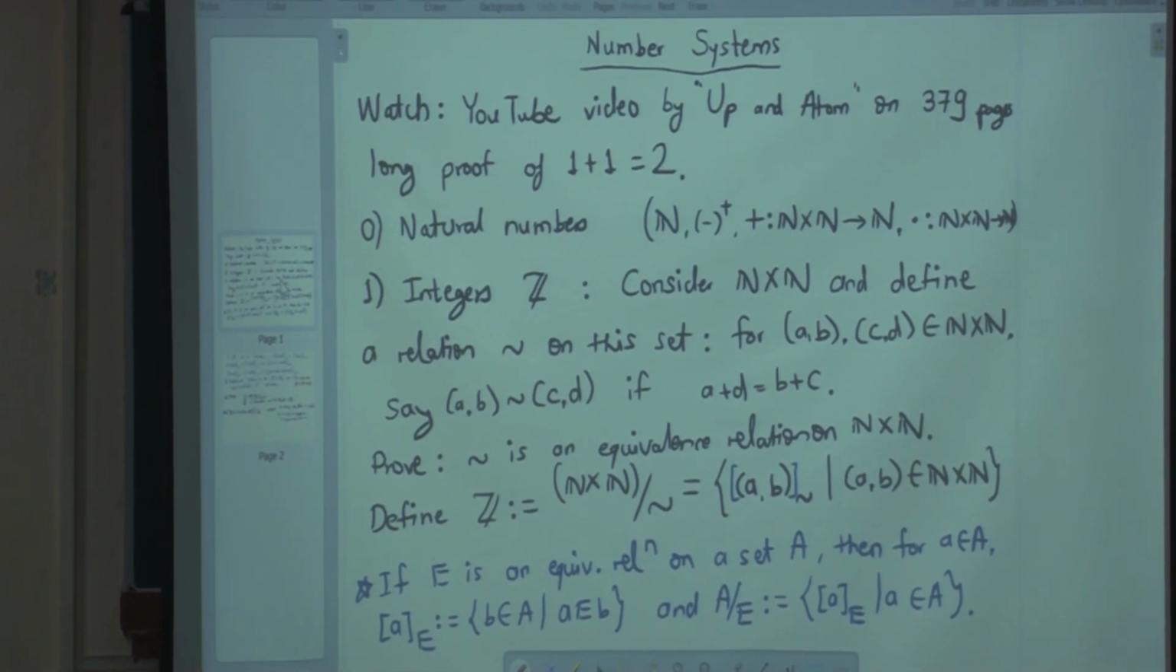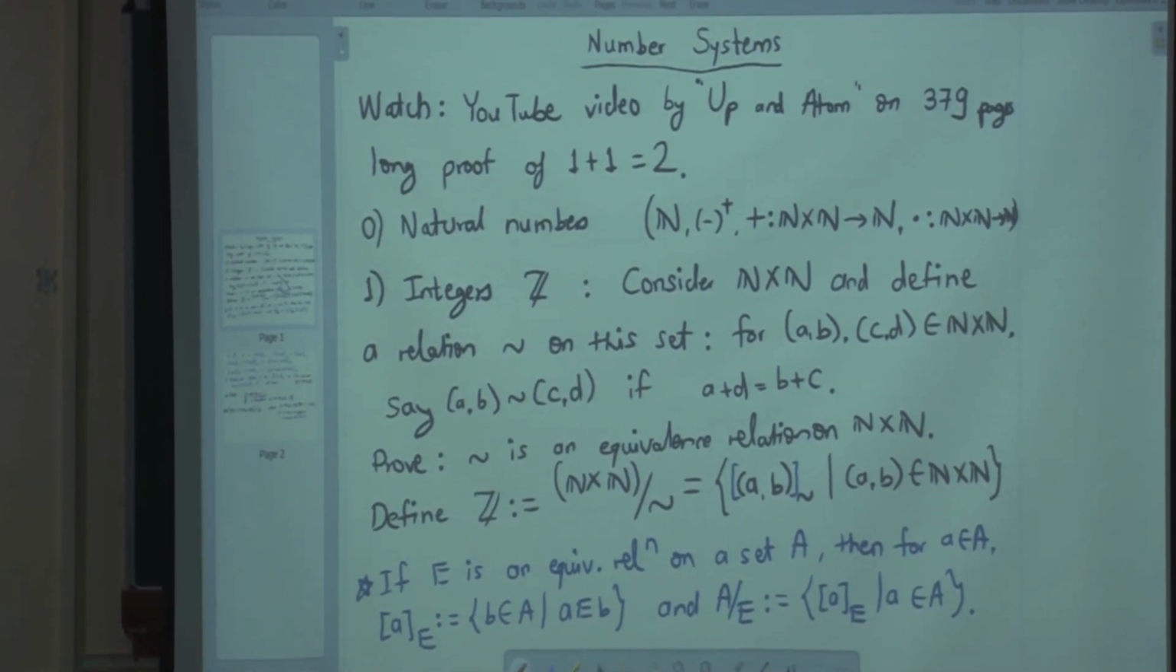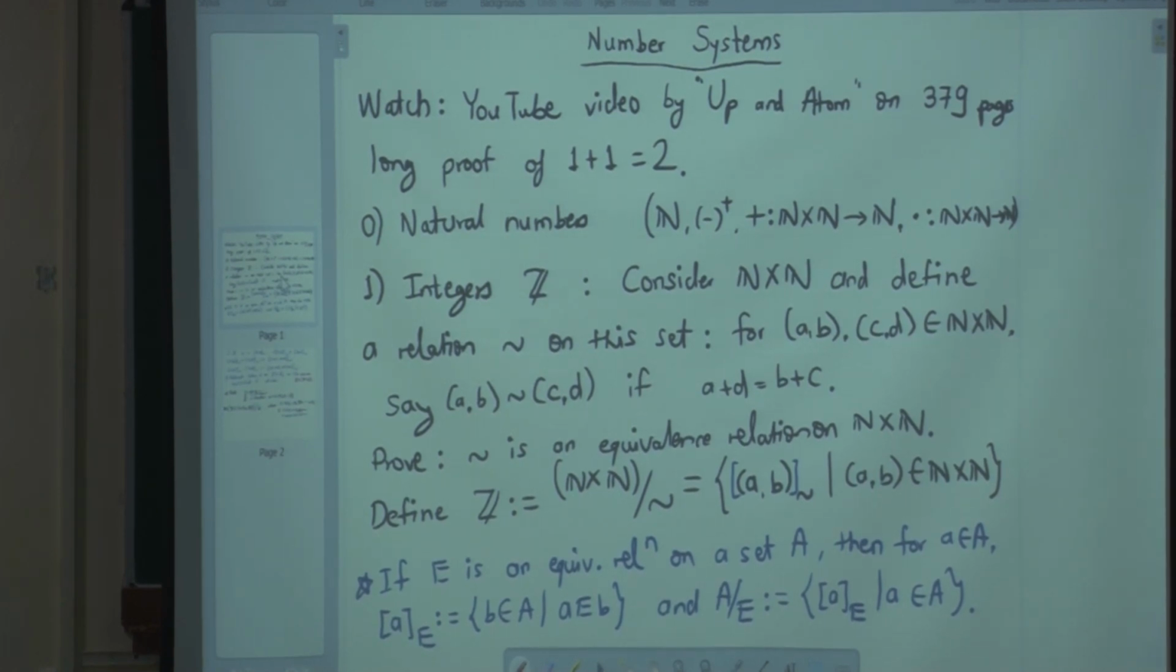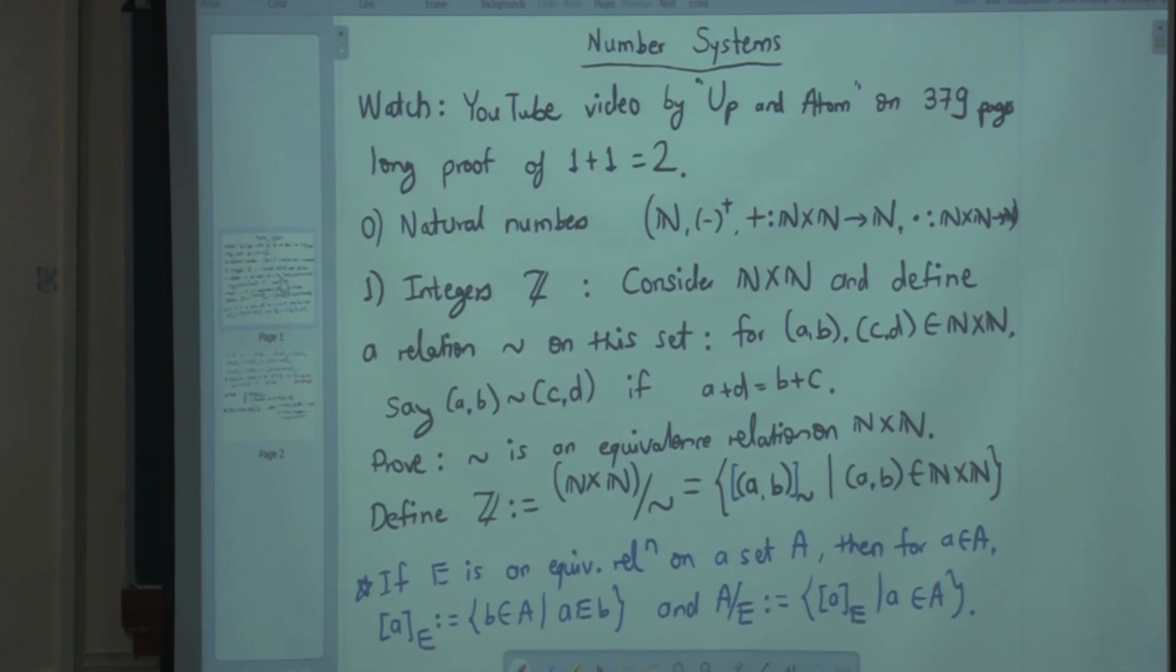So for example, what is the size of integers? Can you list all integers? Listing means finding out the first one, then second one, then third one, and so on. Can you list all the integers? Yes or no? Not sure?